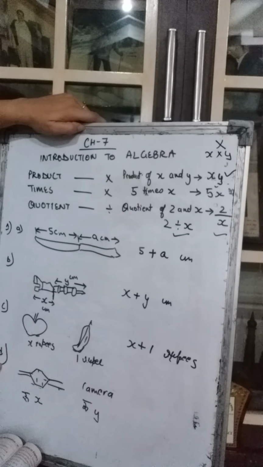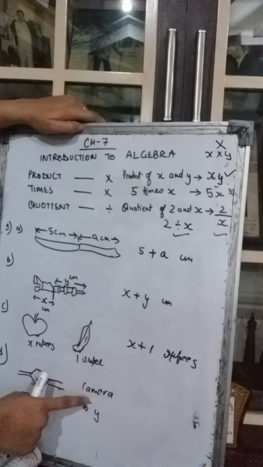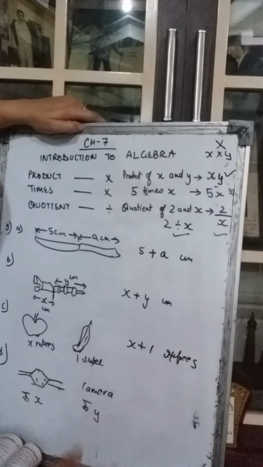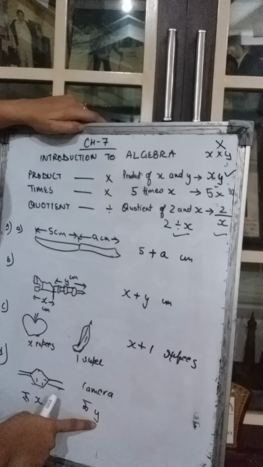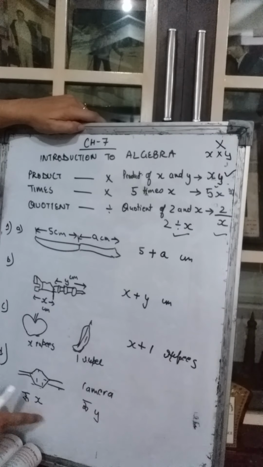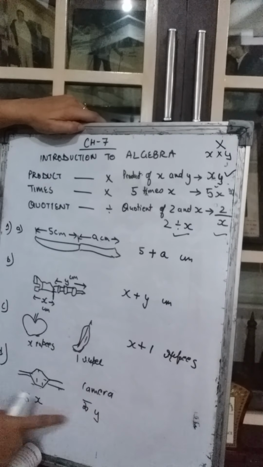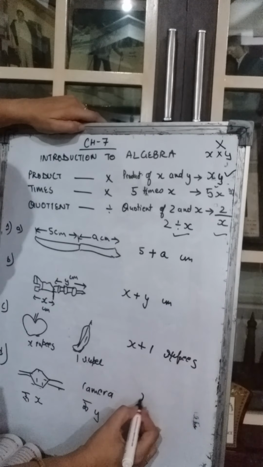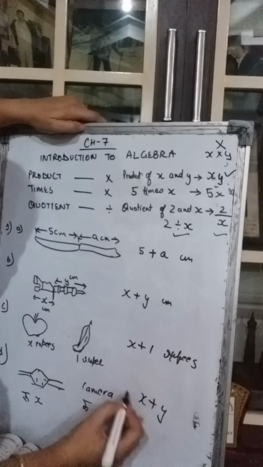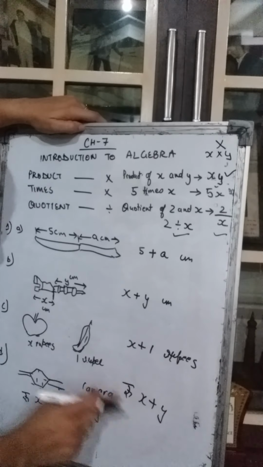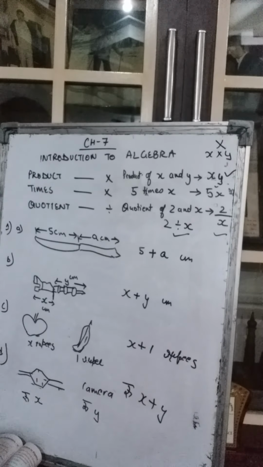Now the fourth part. There is a watch given here. The watch costs rupees x. And there is a camera. I cannot draw the camera, so I just wrote it here, camera. It costs rupees y. So what is the total cost of these two articles? We have to simply add them. So this is x, this is y. So we will write x plus y, and the rupee symbol will come here. Clear?